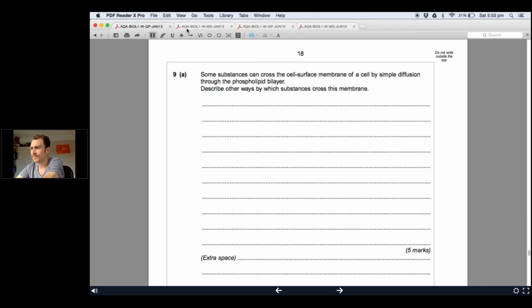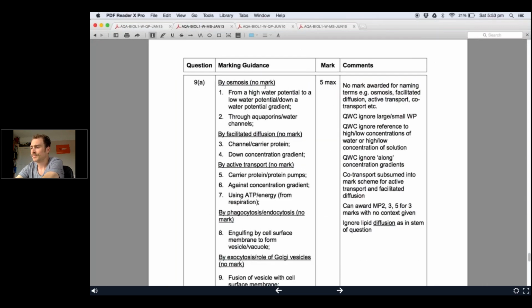If we look at the mark scheme here, we've got osmosis, so water molecules from high water potential to low water potential. You can say through aquaporins or water channels. You don't have to get all of these. You need to get a total of 5. You may never have heard of them, they're not very common. For facilitated diffusion, you don't get a mark for saying that. It's unusual that they don't credit the actual methods, but it's saying how: through channel proteins or carrier proteins, down the concentration gradient. It's still diffusion.